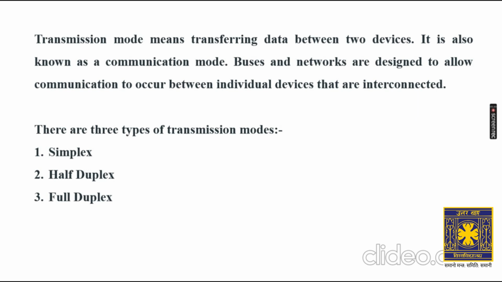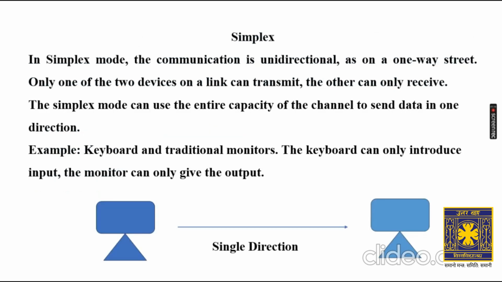So basically we divide these communication modes into three types. Number one is simplex mode of communication. Number two is half duplex mode of communication, and number three is full duplex mode of communication. So let us start with the simplex mode of communication. So what is a simplex mode of communication?